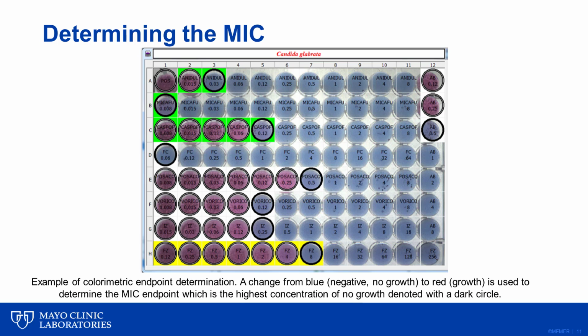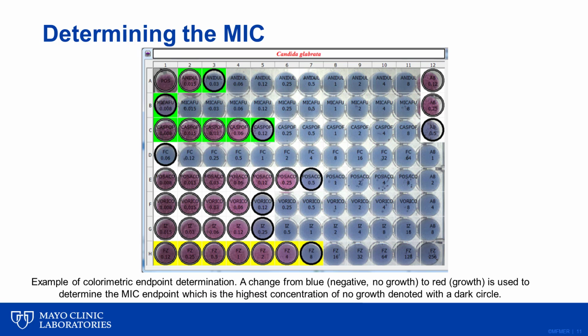For the reference broth dilution method, the minimal inhibitory concentration, or MIC, is the lowest concentration that prevents growth of the yeast for the antifungal amphotericin B, or it is the lowest drug concentration that produces a 50% reduction in growth, as visualized by a prominent reduction in turbidity for the azoles, the echinocandins, and flucytosine.